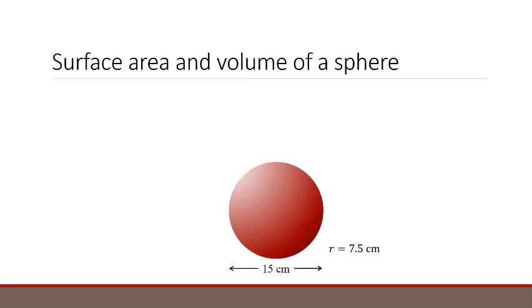Well, what about a sphere? Let's find the surface area and volume of a sphere. Here you can see a diagram of a sphere that is 15 centimetres in diameter. Now that would be the equivalent of a foam ball that you could buy from Spotlight or other crafty stores. And of course, knowing the diameter, we halve that to get the radius of 7.5 centimetres.